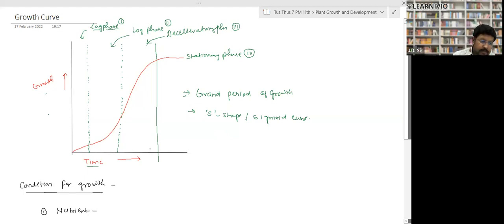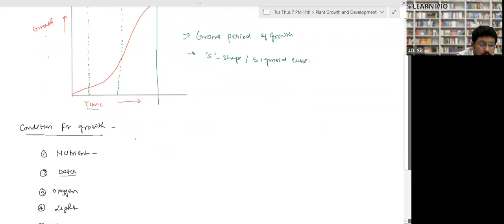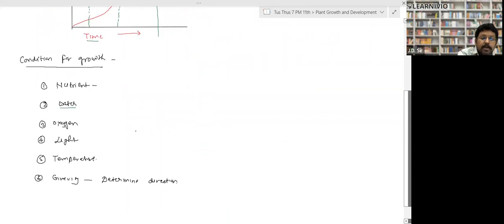Now put the next heading, that is the condition for growth, right? So look, it's very simple. What are the conditions for growth? So any plant, if it has to grow, what does it require? First, it needs nutrient, water, oxygen, light, temperature, and gravity.